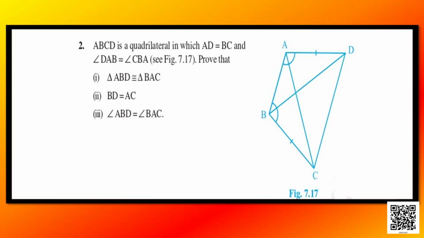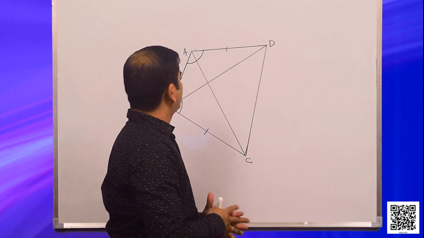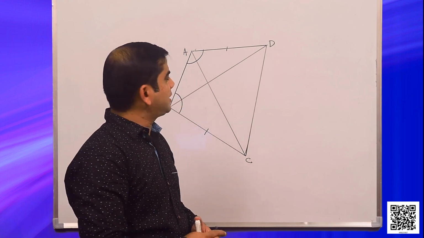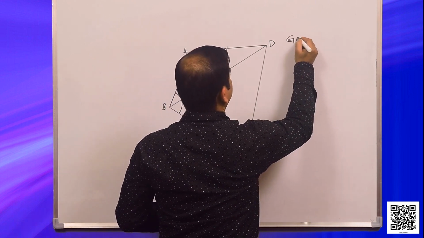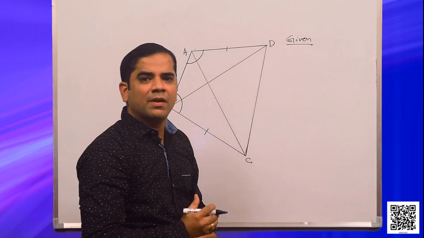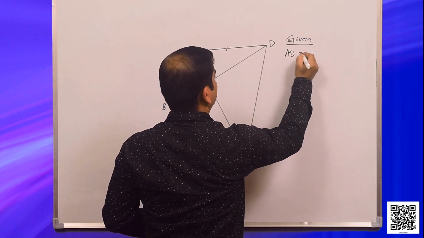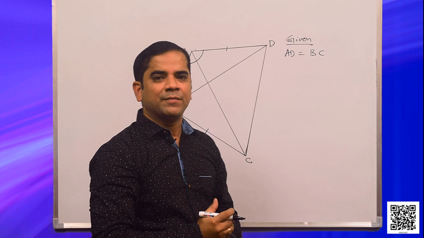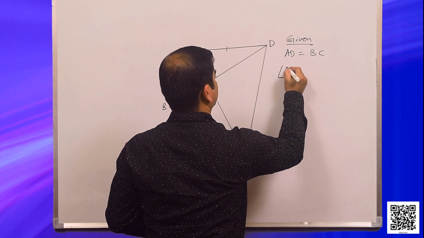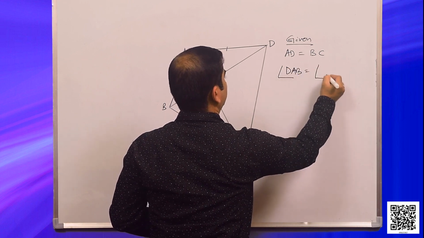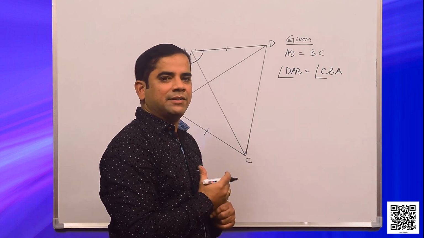So, let me draw the diagram first. Students, this is the diagram that is similar to the diagram given in your book. Let us discuss the proof now. What are the given data first? Given data are AD is equal to BC, and angle DAB is equal to angle CBA. These are the two given data.